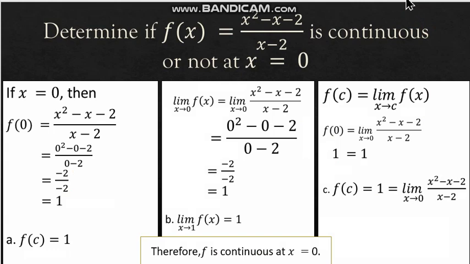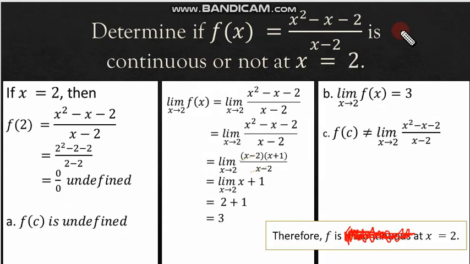Okay, we have the same function, which is (x squared minus x minus 2) all over (x minus 2), at a different point, which is at x is equal to 2. Now, we will determine first the f of c. So the x is equal to 2, so the f of c is f of 2, which is equal to (x squared minus x minus 2) all over (x minus 2). So we will direct substitute all the values of x with 2.